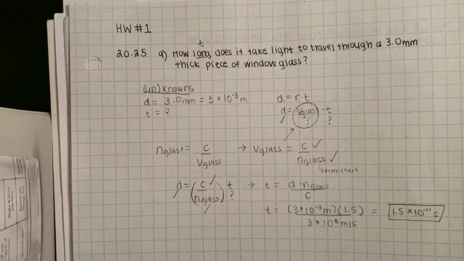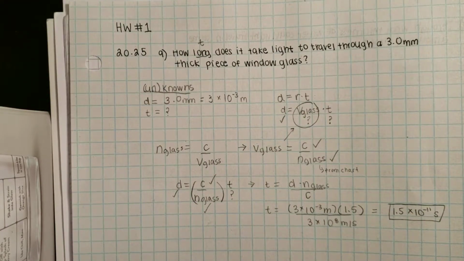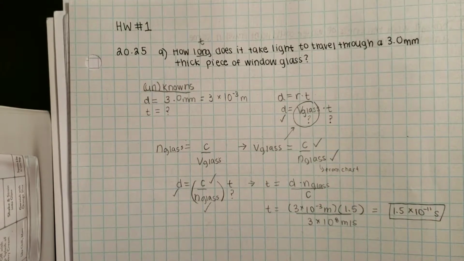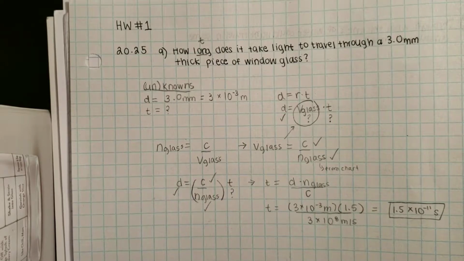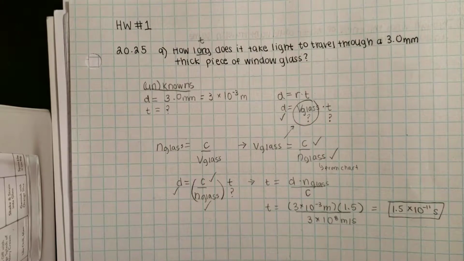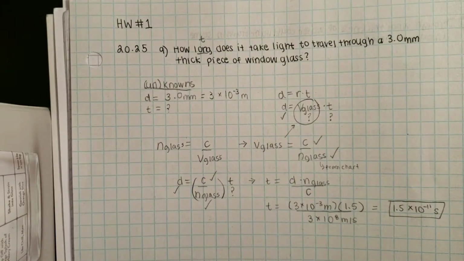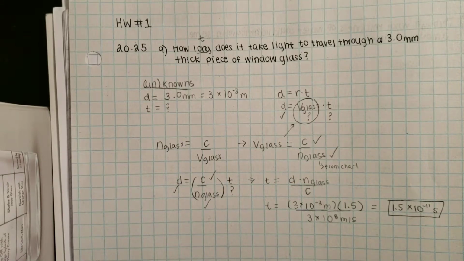So I'm doing homework number 1, problem 20.25. Part A is asking how long does it take for light to travel through a 3.0 millimeter thick piece of window glass. Pretty straightforward, asking how long, therefore I put T because it's time, the time it takes for the light wave to travel.